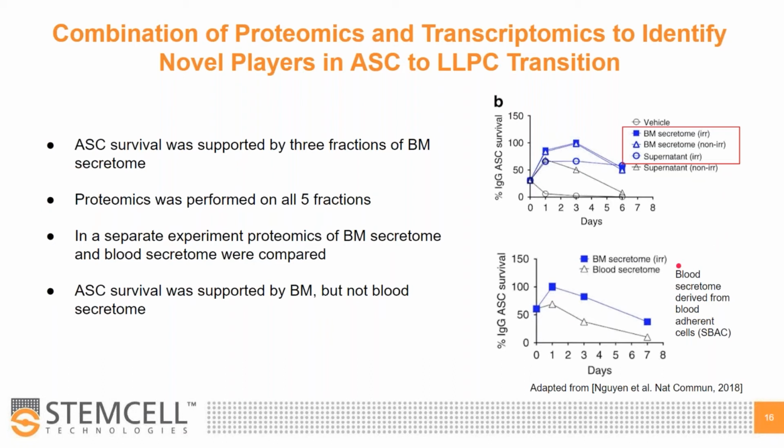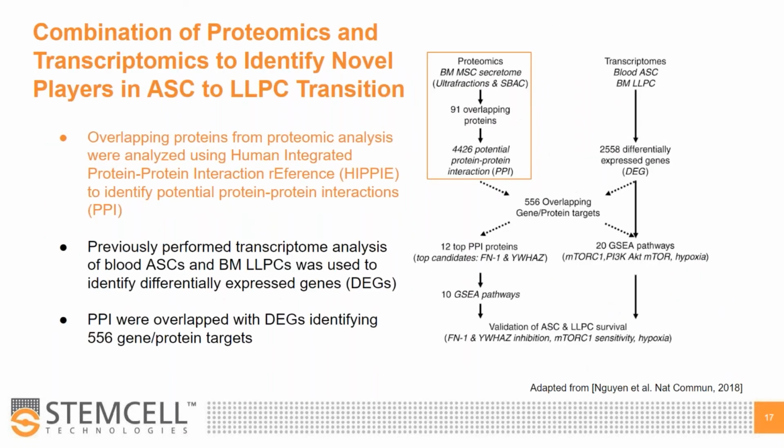They performed an additional experiment where they compared the MSC secretome to the blood secretome. The blood secretome was generated from blood adherent cells, which were cultured to generate a conditioned media. And they show here that blood secretome does not support antibody secreting cell survival. So they performed proteomics on all 5 fractions, so 3 active and 2 non-active fractions. And what they then did is they overlapped these in order to identify which components of the secretome are actually critical to sustain the survival of these cells.